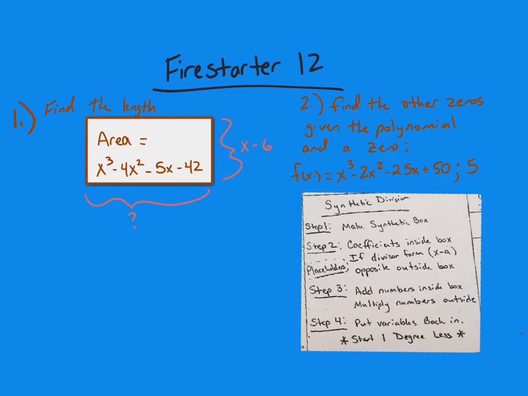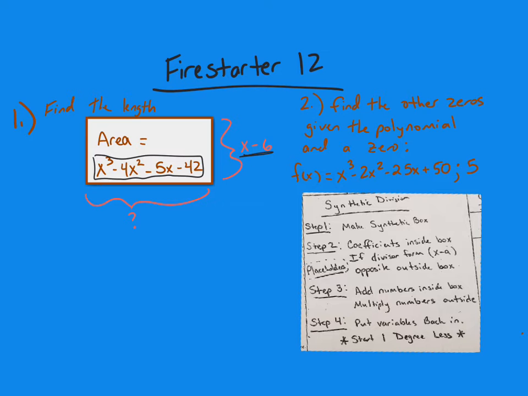Alrighty guys, we're going to go over Firestarter 12. So, with Firestarter 12, if I know that this is the area right here, and I know that this is a side length, to find this missing length, I just have to use division. So that's why the synthetic division hints right there.